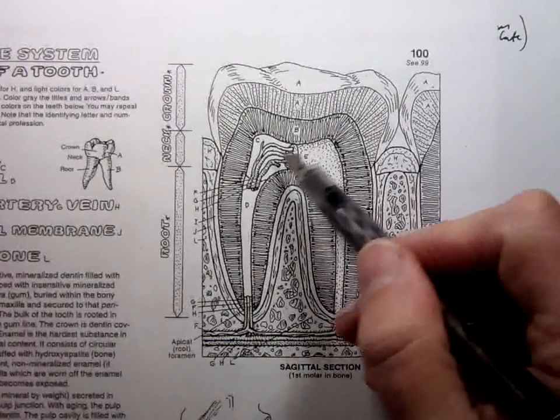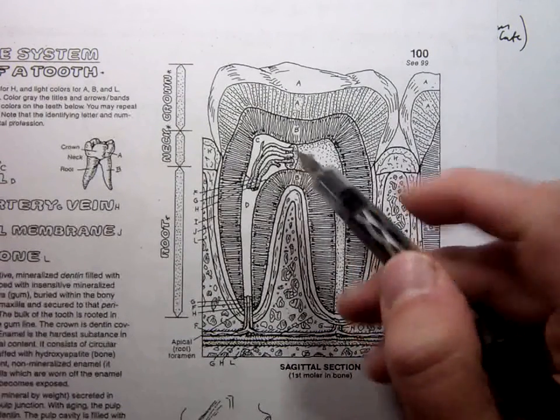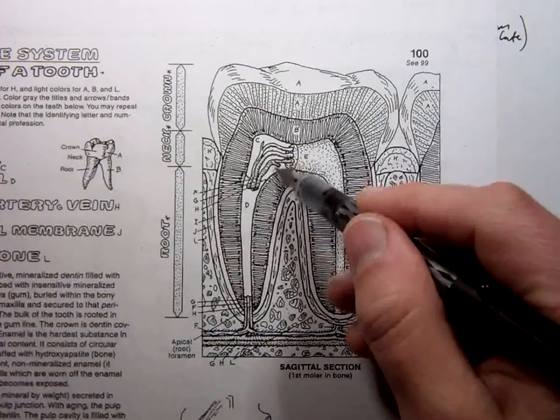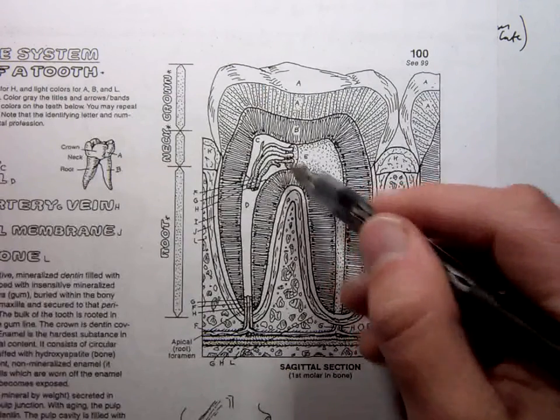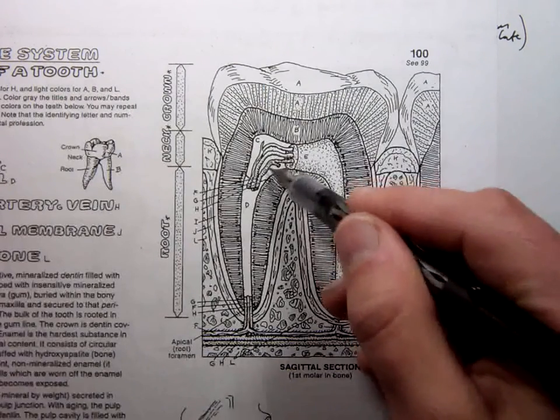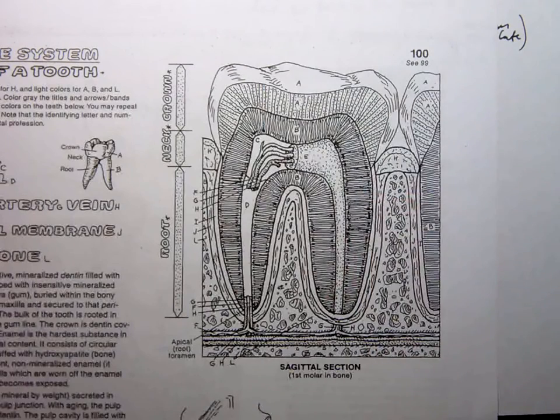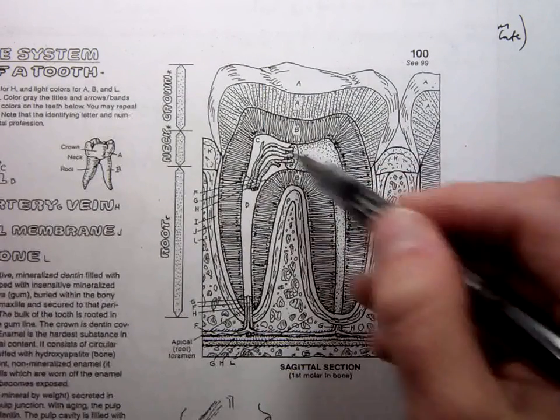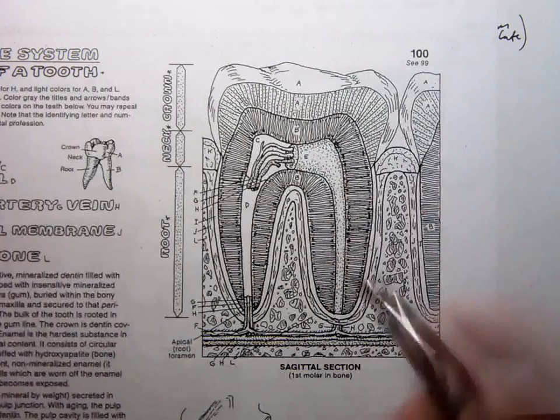Because in this open space, as our teeth are crunching things, these blood vessels and nerves would be jostled back and forth a lot. That pulp keeps them somewhat protected and stationary in that space. So here's the pulp cavity, and this is pulp right here.